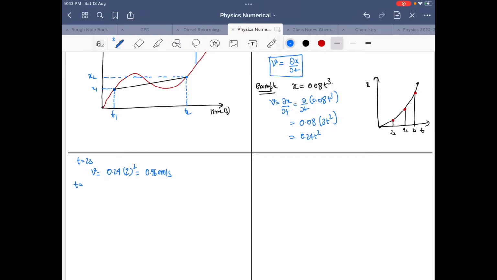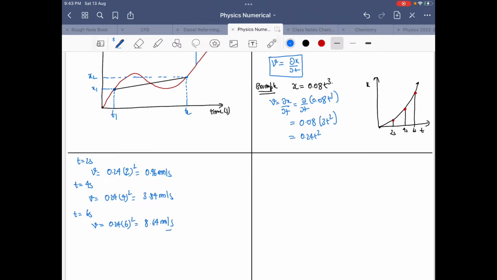Similarly, time equal to 4 seconds. So velocity will be 0.24 times 4 square. This is 3.84 meter per second. Next, time equal to 6 seconds. So velocity will be 0.24 times 6 square. So this will be 8.64 meter per second.